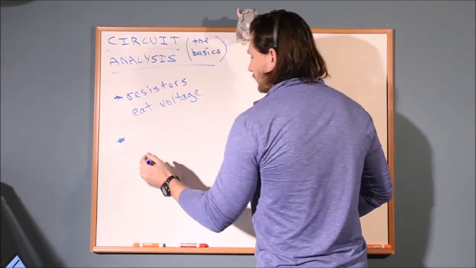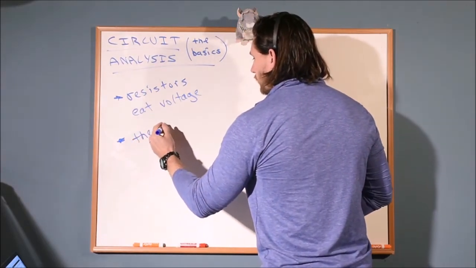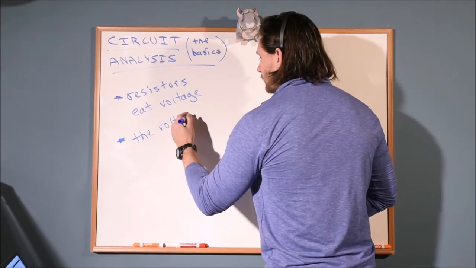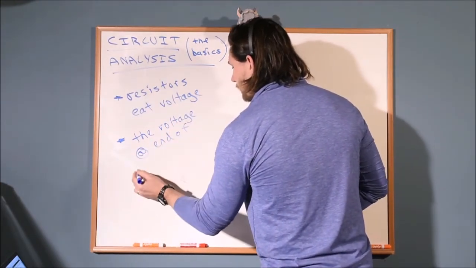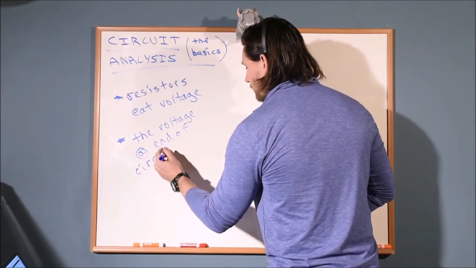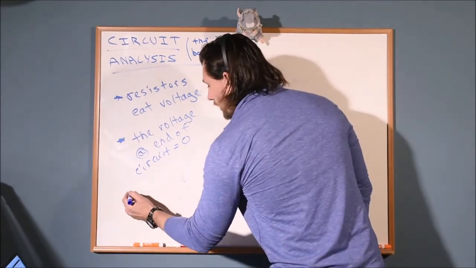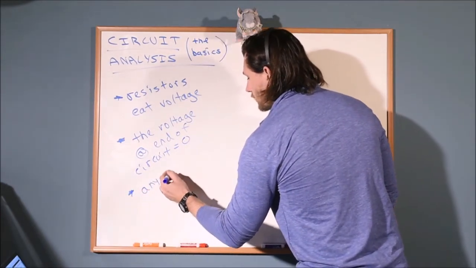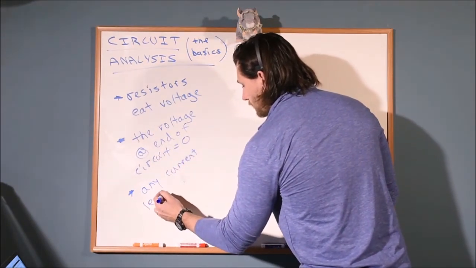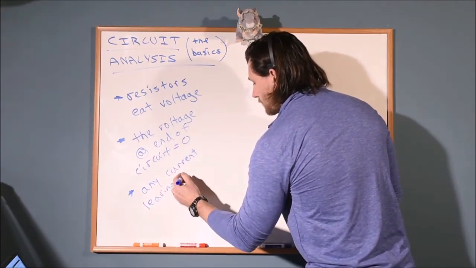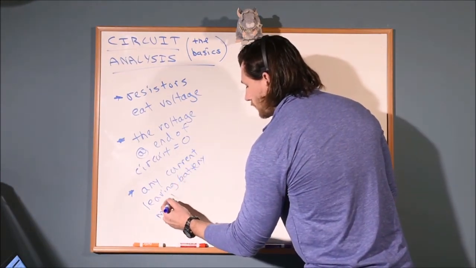Let's say number two, the voltage at the end of a circuit equals zero, and any current leaving the battery must return.